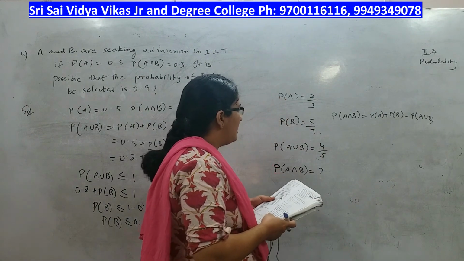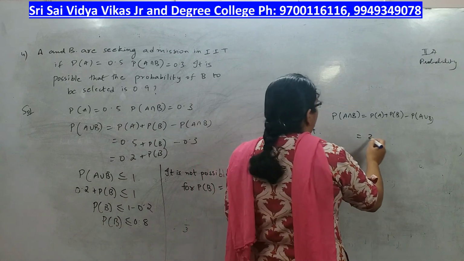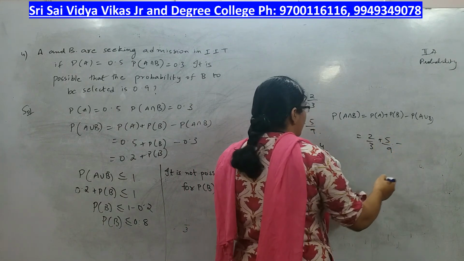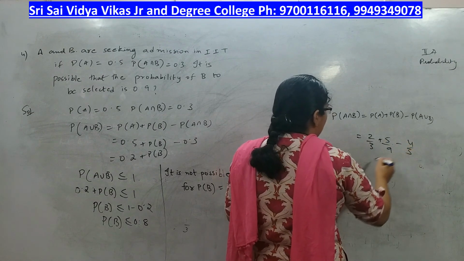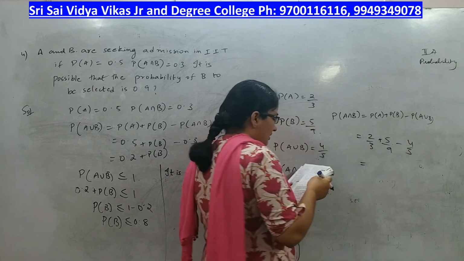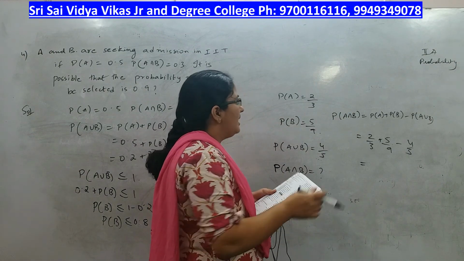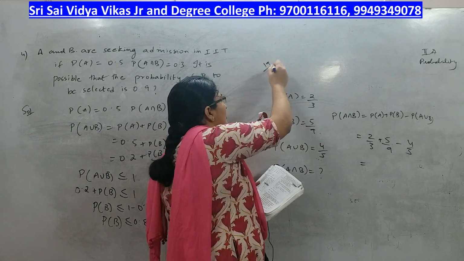Substitute the values, that is you have 2 by 3 plus 5 by 9 minus 4 by 5. You get the answer as 19 by 45. Just check.